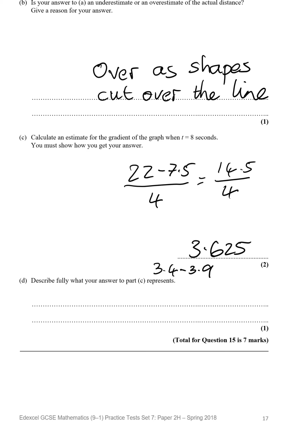Describe fully what your answer in part C represents. Well, the gradient is the acceleration of the car, and it's in meters per second squared. And that's the velocity time graph.